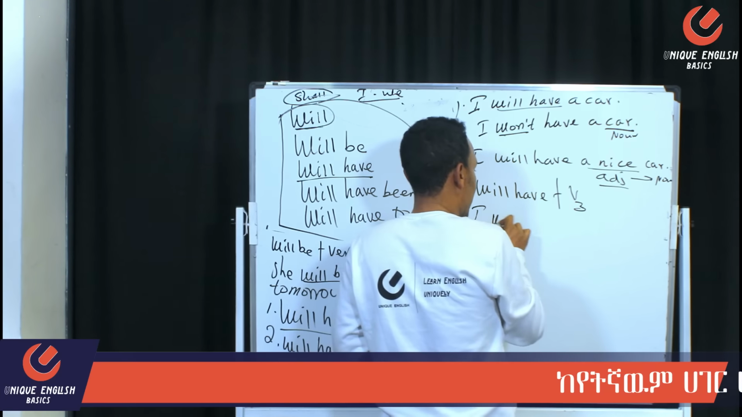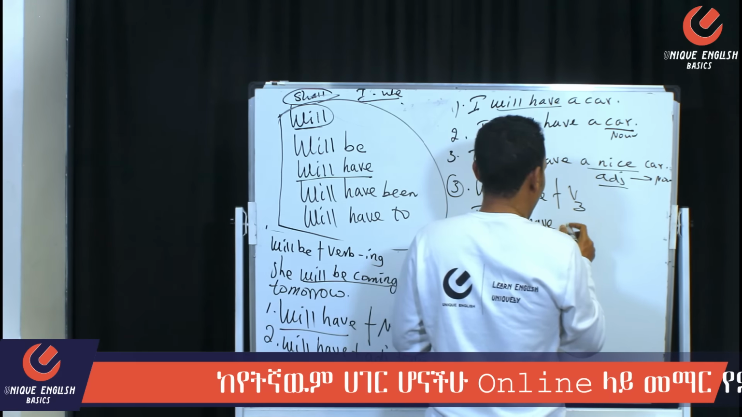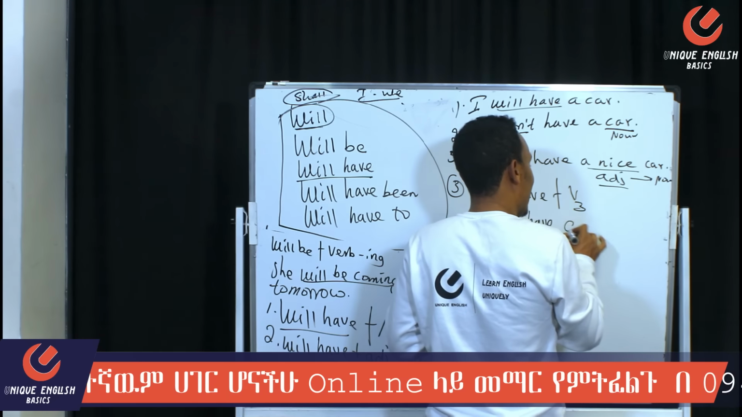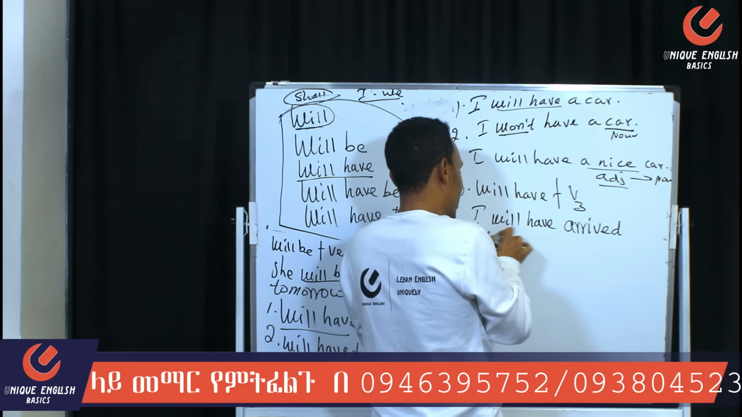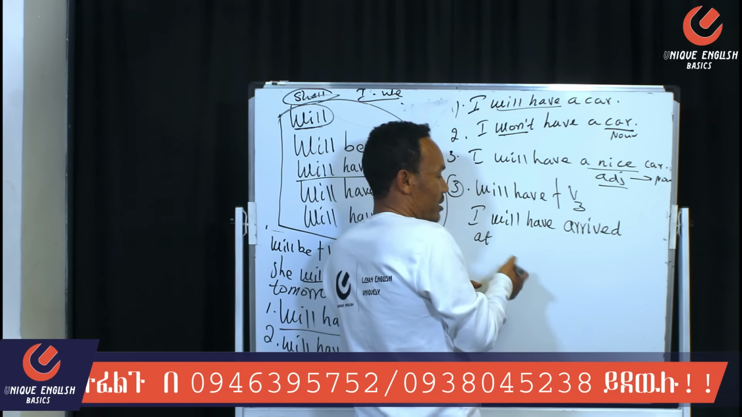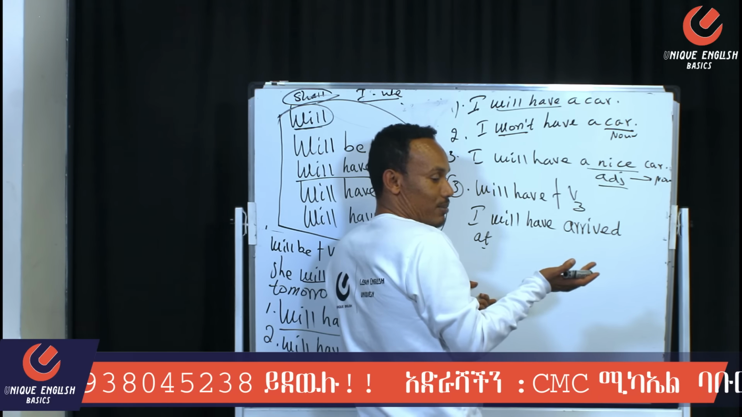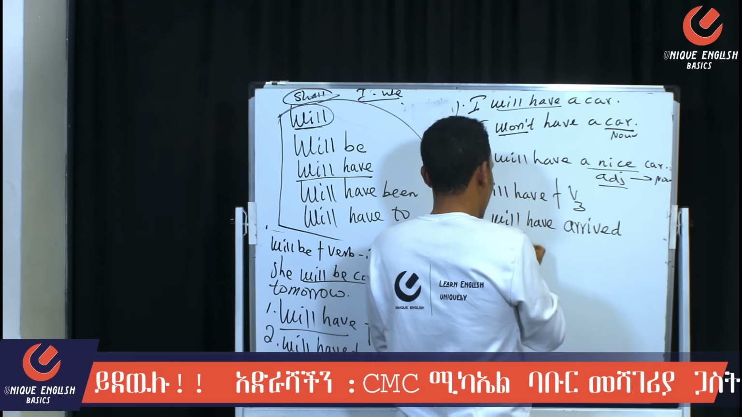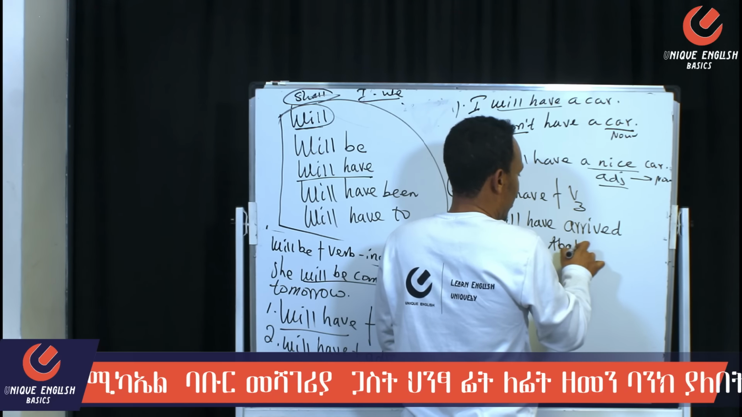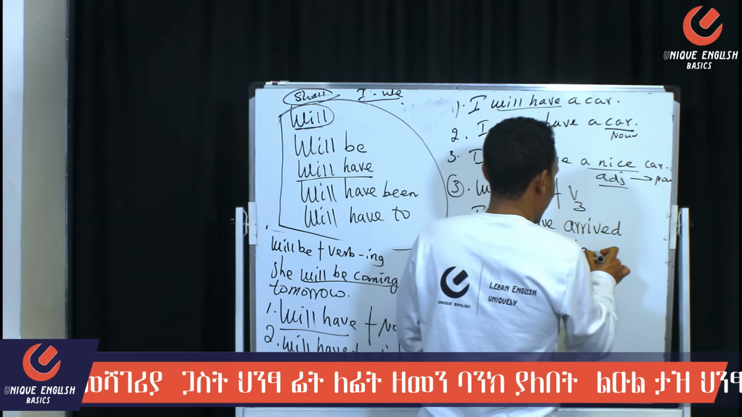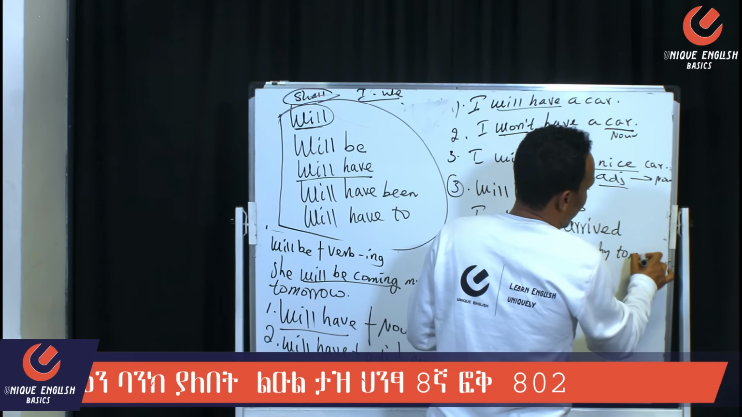ለምሳሌ እስቲ እቺ ንገረኝ እስቲ I will have arrived. I will have what? Arrived at... Just tell me any place. I will have arrived at Addis Ababa. I will have arrived at Addis Ababa by tomorrow. By what? Tomorrow. By tomorrow.